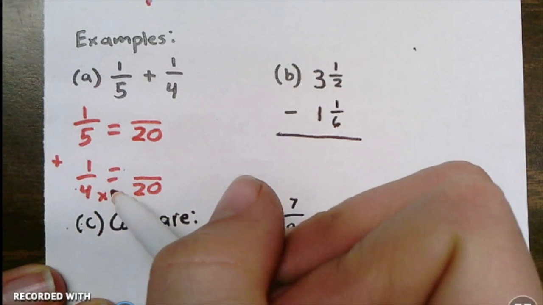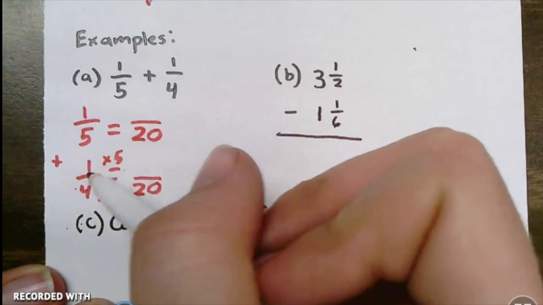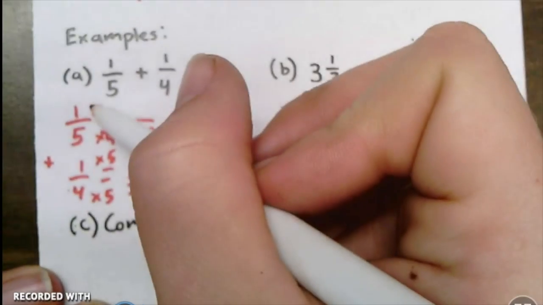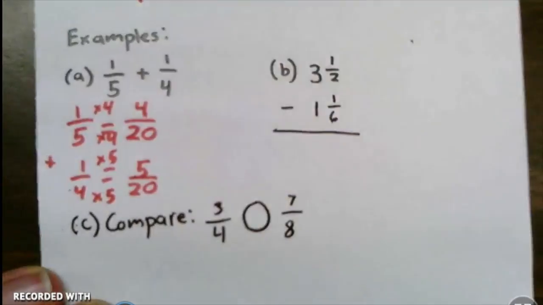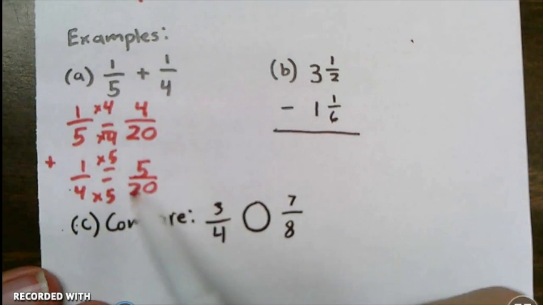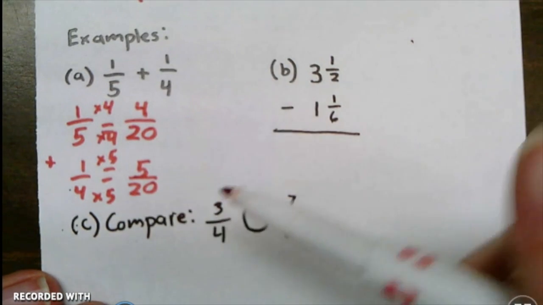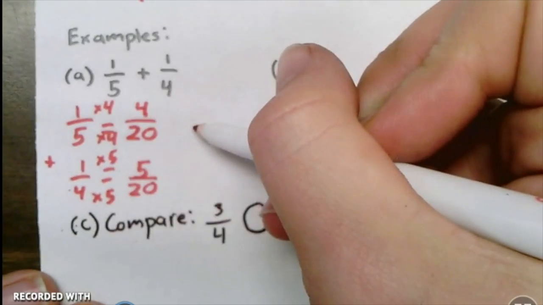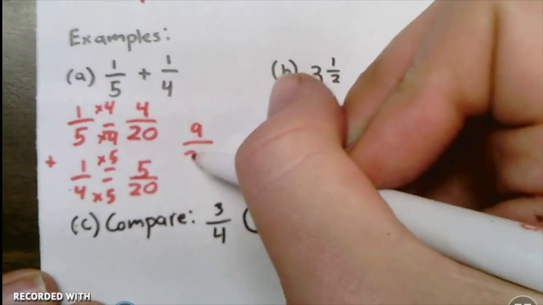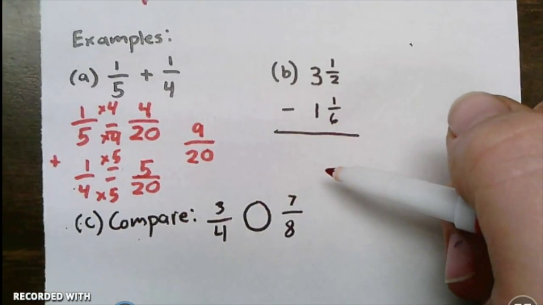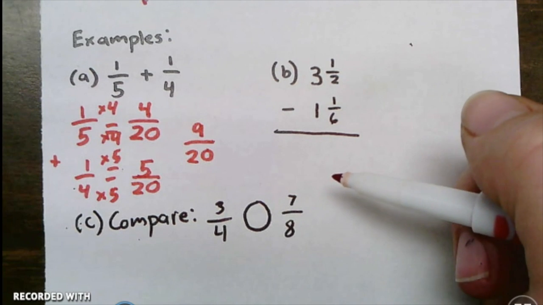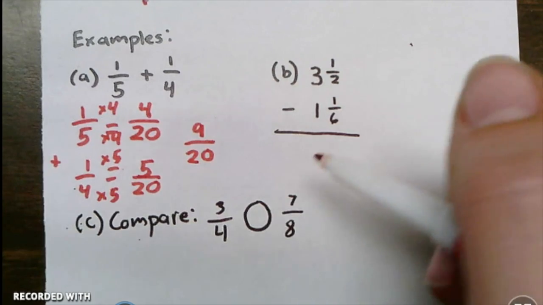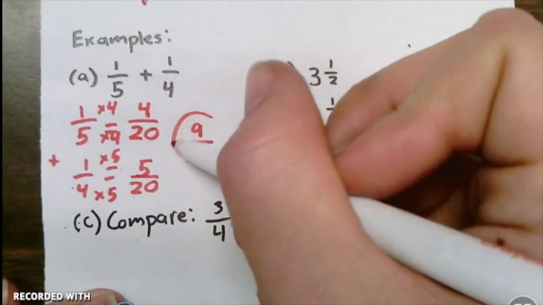So 4 times 5 is 20, which means 1 times 5 is 5. 5 times 4 is 20, so 1 times 4 is 4. And so I end up with these two new fractions. And from here, I can add them. So 4 plus 5 is 9 over 20. And then I'm going to look to see if this can reduce. Well, 9 can only be divided by 3, and 20 doesn't divide by 3 evenly. So these numbers are already reduced.